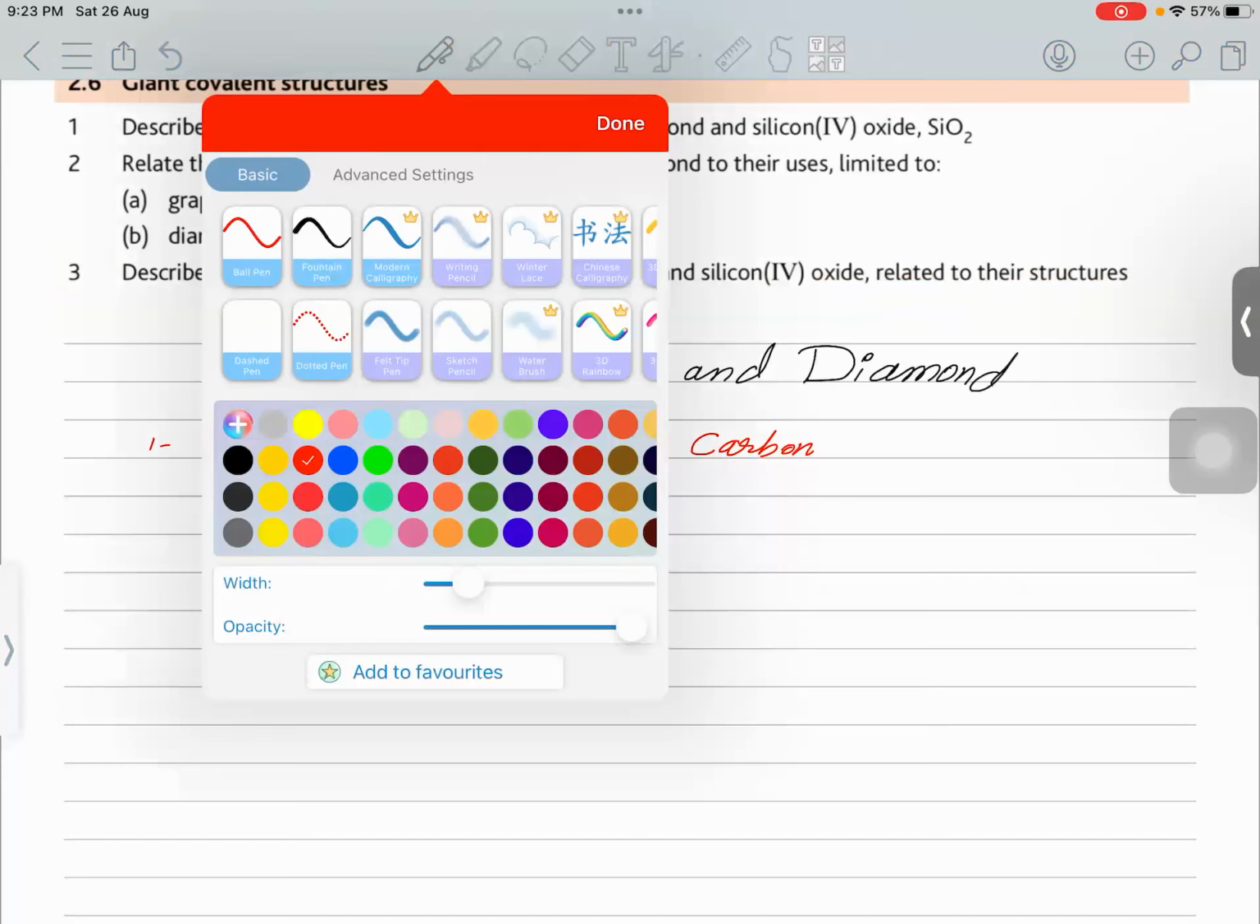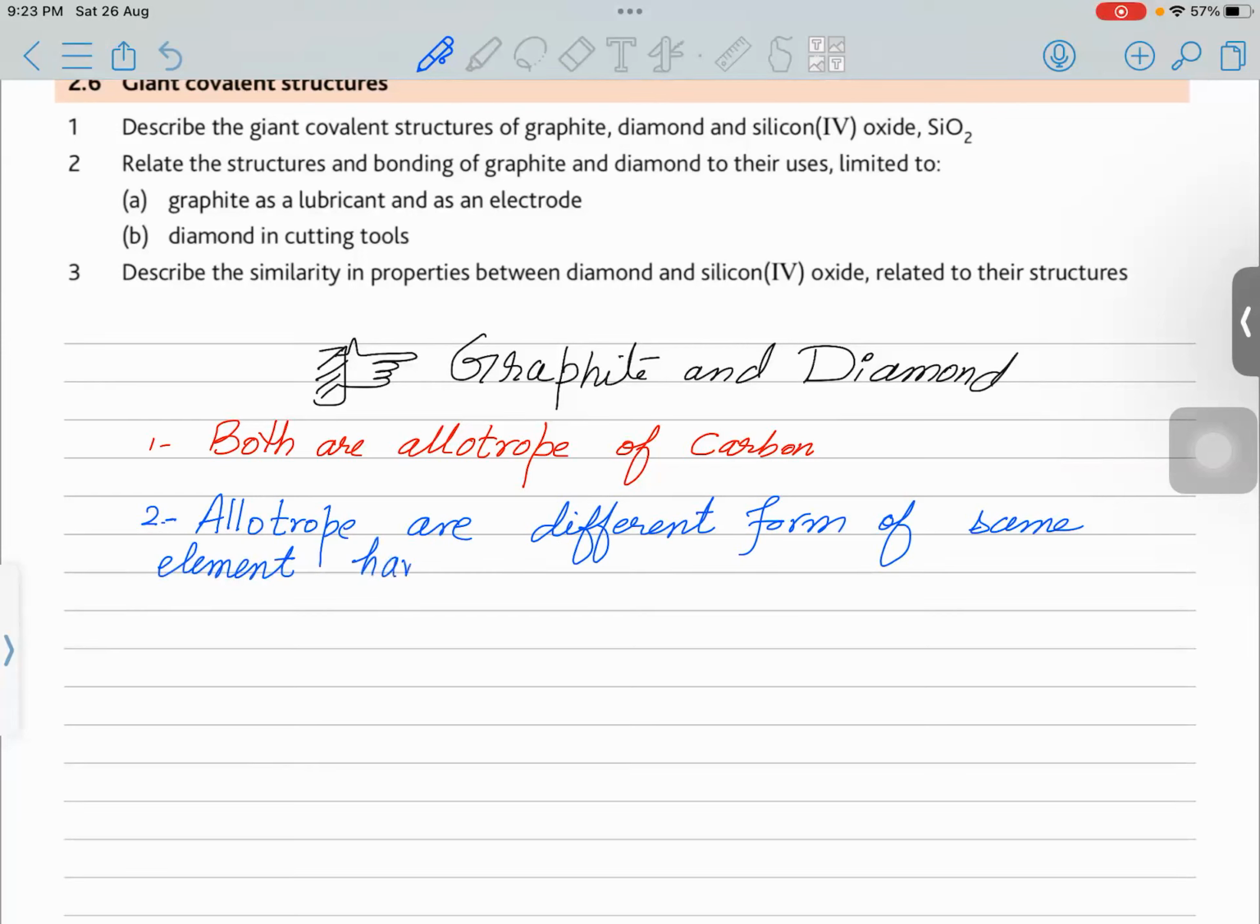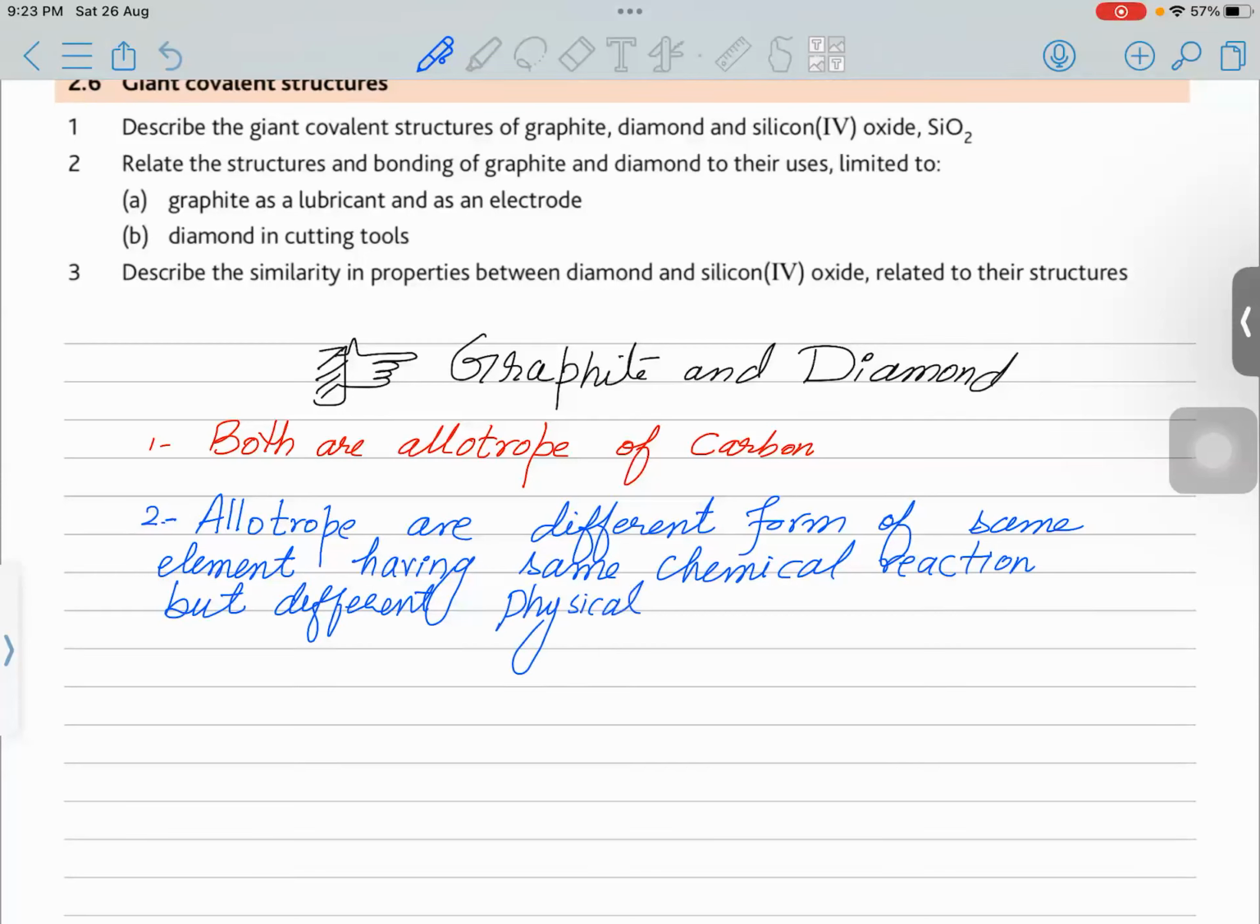Point number two. Allotropes are different forms of the same element having the same chemical reaction but different physical properties.